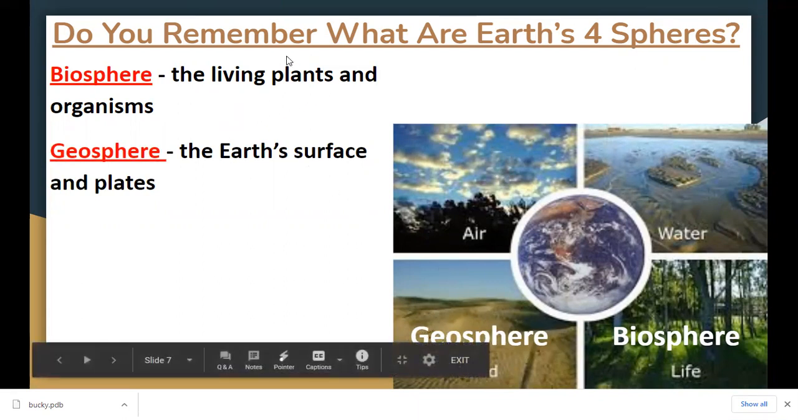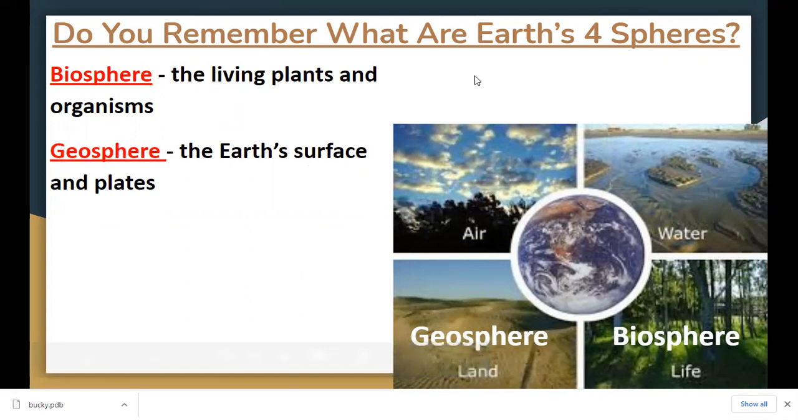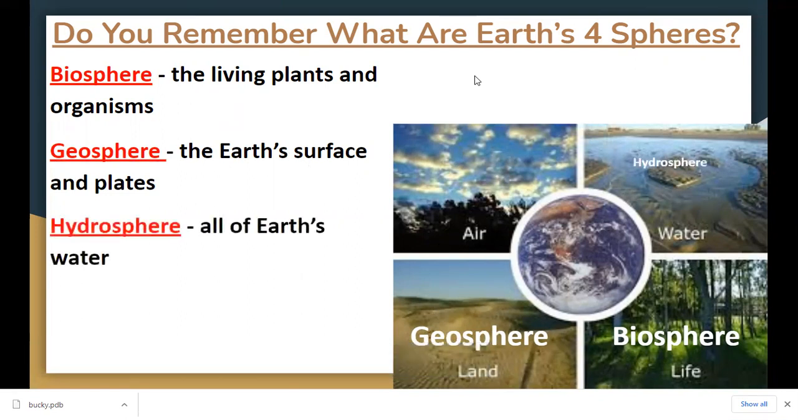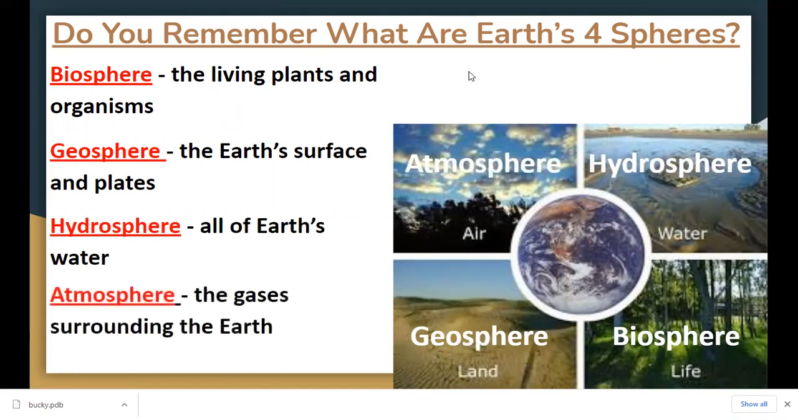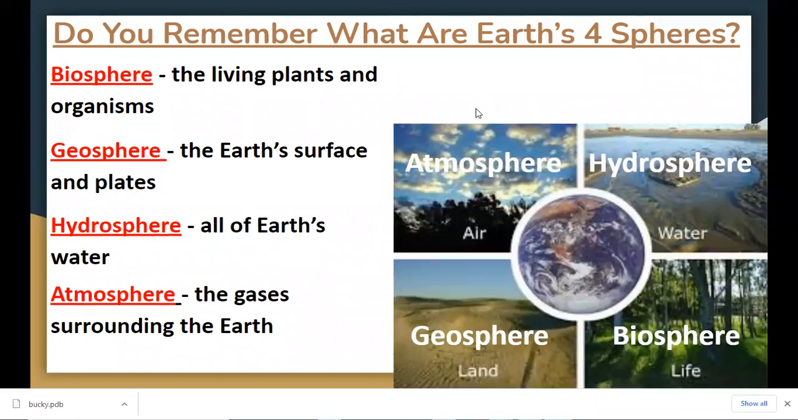Okay, what about the water? What's that called? Yes, hydrosphere, all of Earth's water. And what is the air called? The atmosphere. That's the gases that surround the Earth. And today's focus is going to be on the atmosphere. So let's take a look. We've already talked about the other spheres a little bit. Now let's focus on the atmosphere.